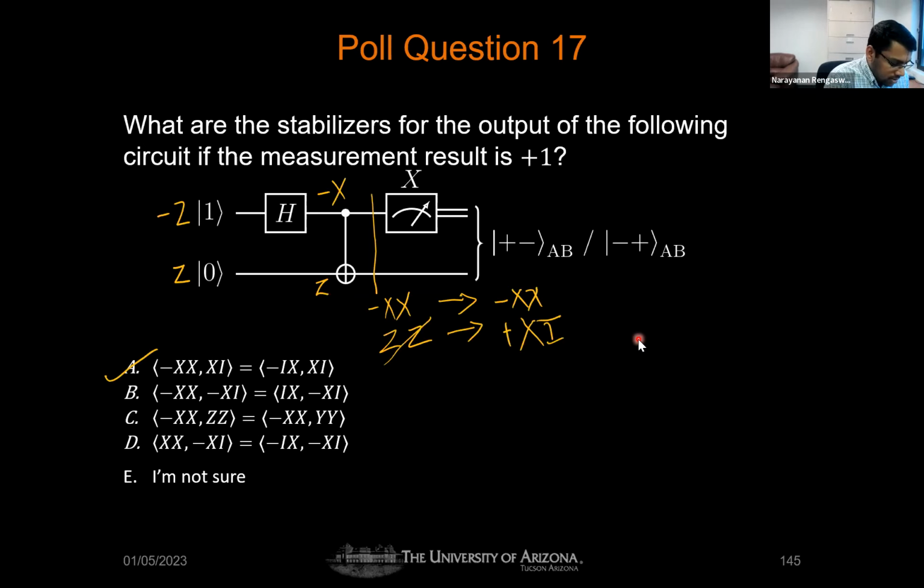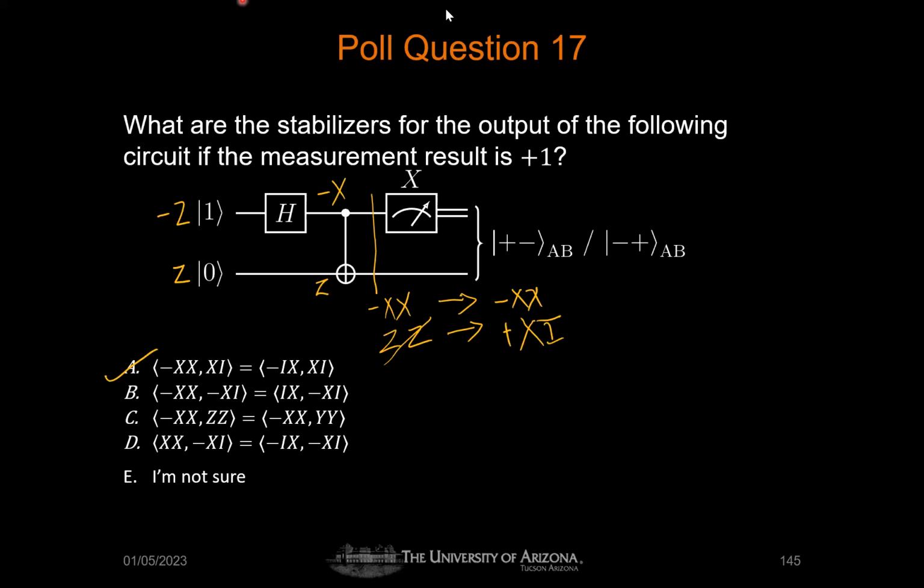This is how you track the stabilizers through the circuit. You start with stabilizers at the input, you track them through the circuit using the rules I introduced before, and then you use the rules for the measurement to change the stabilizer group. This might not be easy to pick up on the first go, so I understand, but hopefully the process is clear now.